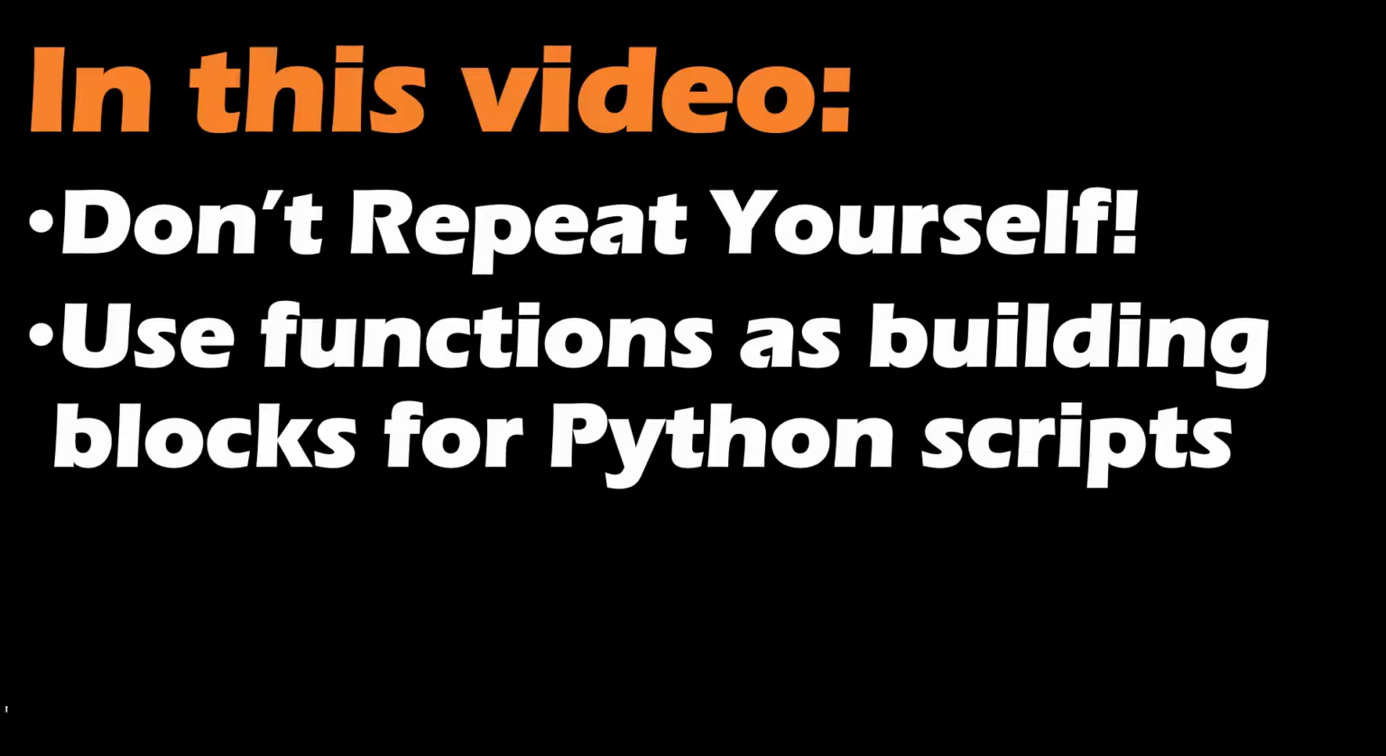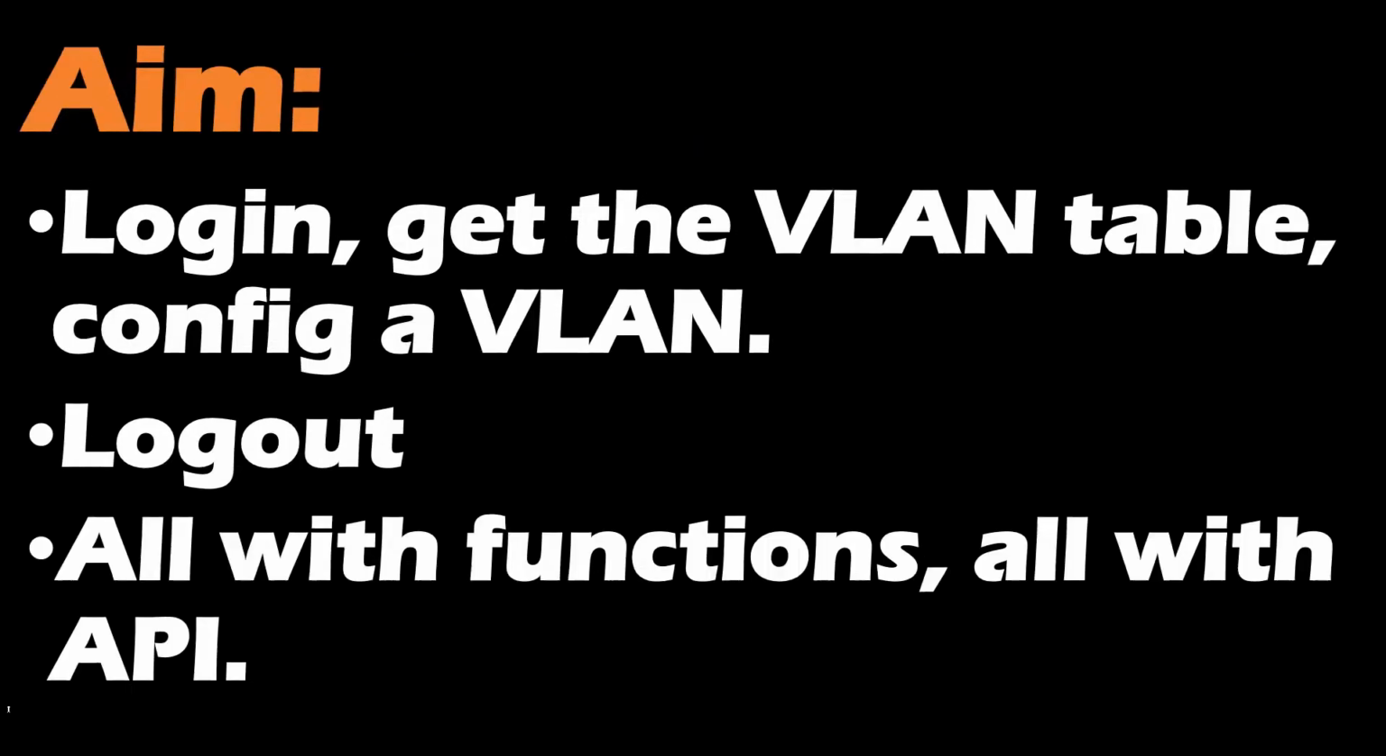In this video, don't repeat yourself. What we're going to do is take some of my scripts from previous videos and convert them to use functions. Now, functions are essentially building blocks of code that can be reused, so we're not constantly having to repeat ourselves in our scripts. It's one of the principles of writing good, concise code. The aim is to do the actions that we've done previously, so log in, get the VLAN table, configure a VLAN and log out, but we're going to do that all with functions and all via the API.